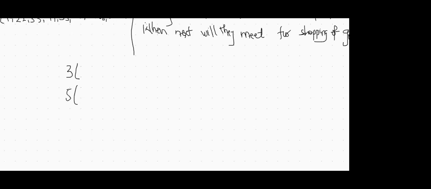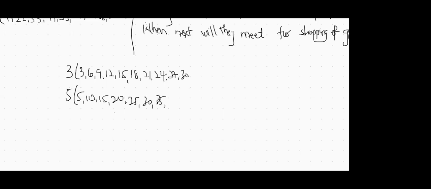So multiples of 3, let's list the first 10. Let's go. 3, 6, 9, 12, 15, 18, 21, 24, 27, and 30. Now multiples of 5: 10, 15, 20, 25, 30, 35, 40, 45.